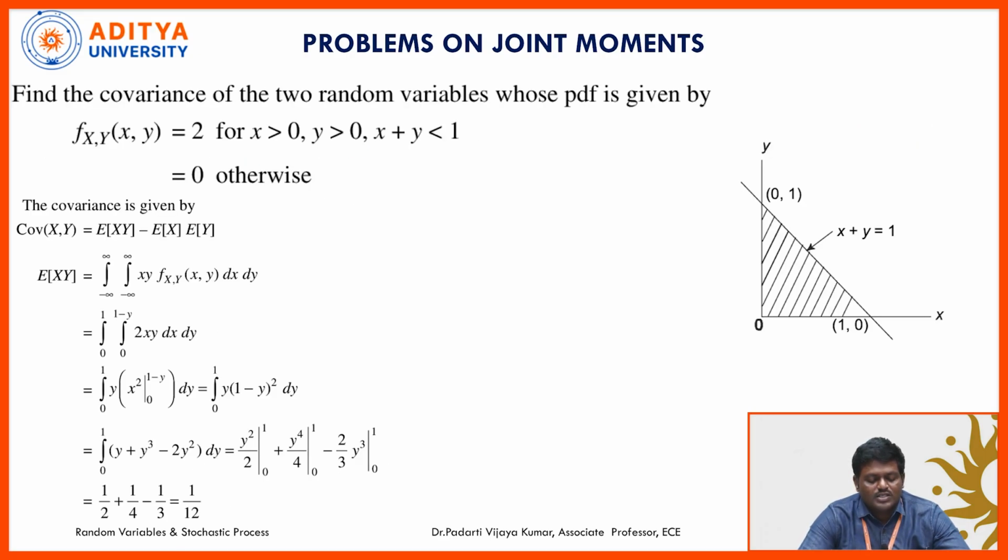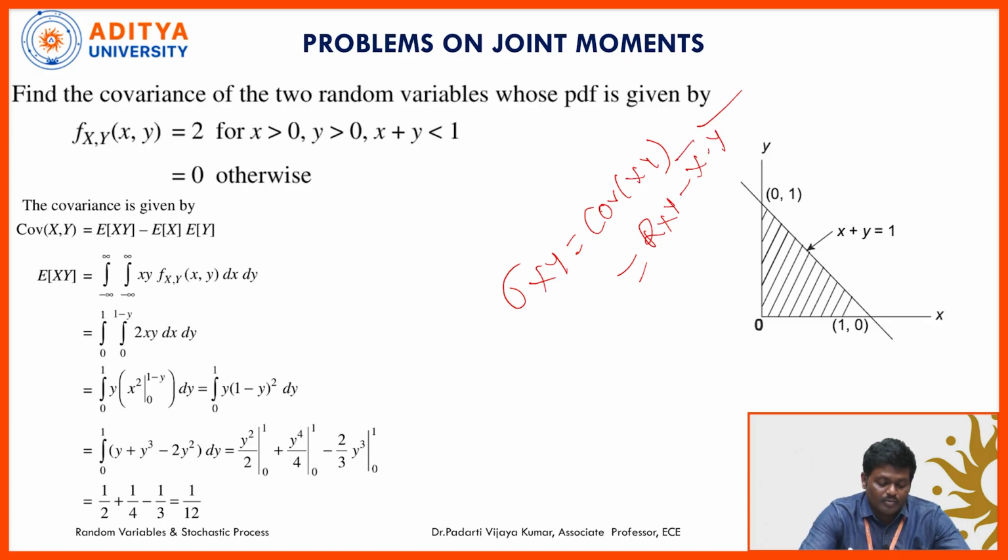64. Now, we are asked to compute the covariance of two random variables. This is a central moment. The second order central moment sigma xy is equal to the covariance of xy, which is equal to Rxy minus x bar into y bar, which is nothing but E of xy minus E of x into E of y. Given x is greater than 0, y is greater than 0, x plus y less than 1. So, the curve x plus y less than 1 is something like this, with 0 to 1 and 0 to 1 as the maximum limits. So, the x limits and y limits are defined here.